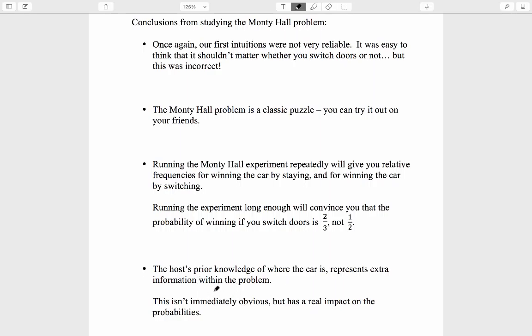The role of the host's prior knowledge isn't immediately obvious. We had to think about it for a while. But it has a real impact on the probabilities.